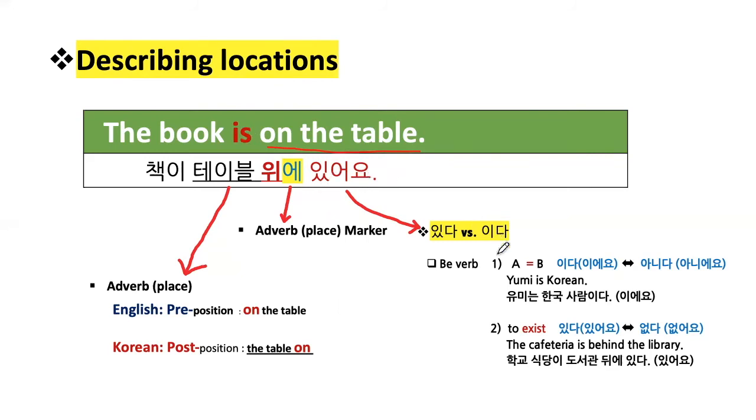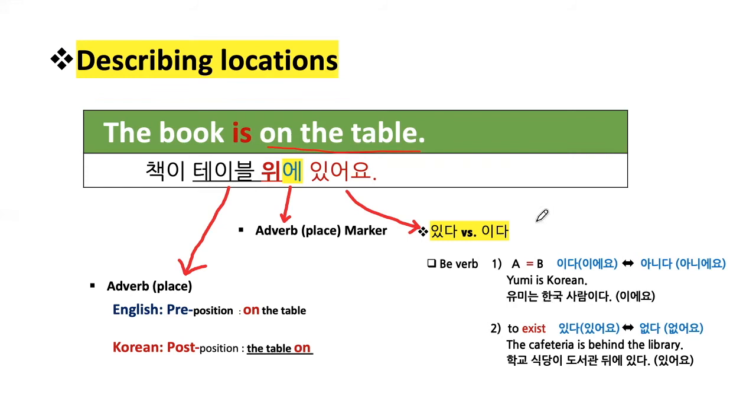So now let's focus more on 있다 versus 이다. In English, you have the be verb, which means both of those two. So the be verb has two functions. The first one is A equals B, and the other is to exist, right? For example, Yumi is Korean. Yumi equals Korean. In that case, in Korean, we say the 이다 verb. 이다. So put it into polite form, 이에요. 유미는 한국 사람이에요, right? We have learned this in a previous video. And the opposite is 아니다, to be polite, 아니에요.